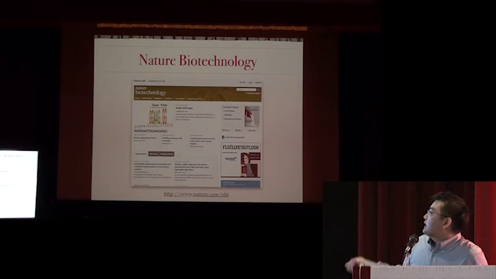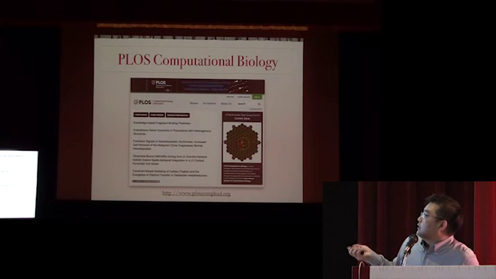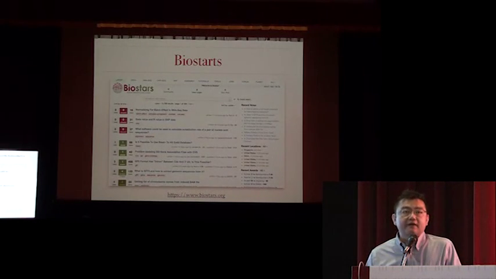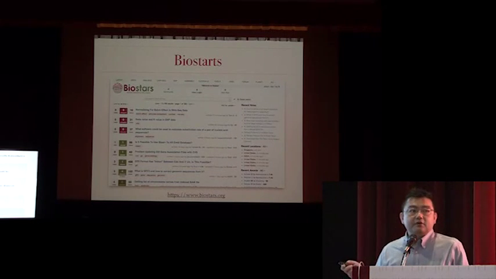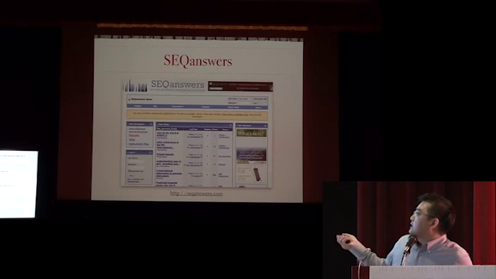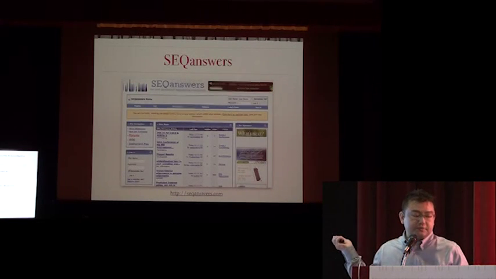This is Nature Biotechnology. It's a journal. You can find the newest articles or news from this journal. And this is another journal called PLOS Computational Biology. There are many famous articles. It's an open journal. And if you have any question, you might ask on Stack Overflow. But if you have a biology question, you can ask on BioStars. And there is a forum called SEQanswers. You can ask questions here too.